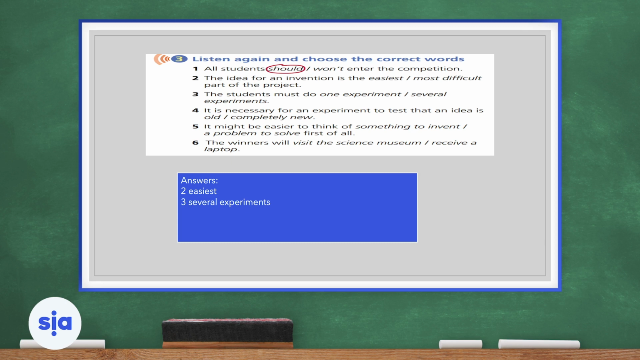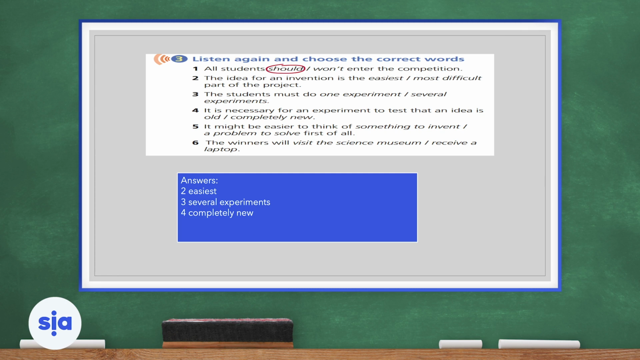Now let's jump to number 4. It is necessary or important for an experiment to test that an idea is old or completely new. So should we test an experiment to see if the idea is old or completely new? We have to check that it's completely new. That is very important for an invention.